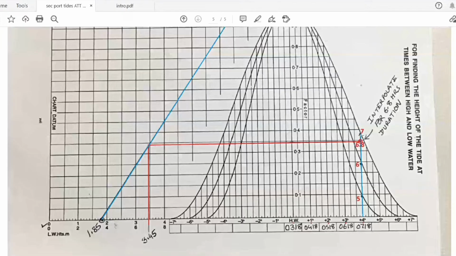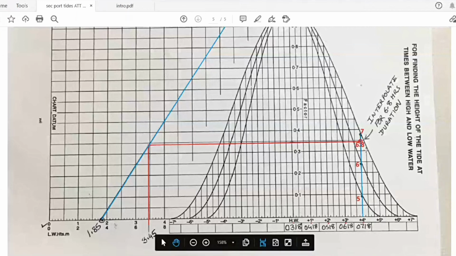Now, what is our duration? The interval between high water time 318 and low water time 1006 is 6 hours 48 minutes, which is about 6.8 hours. So 6 is here, 7 is here, and 6.8 you can interpolate. Where is 6.8? It's coming here somewhere. So take that dot on that blue line.